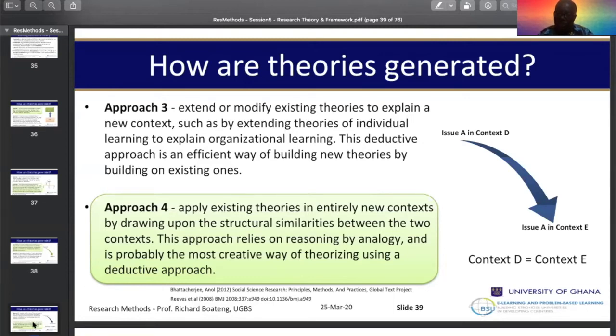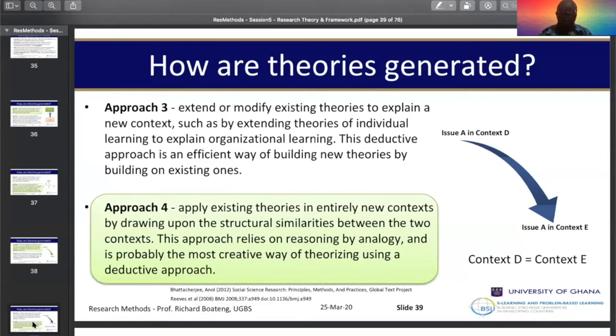Or does the theory change as we go into a similar context, even though the context is the same? What are the variables that are causing the theory to change? So you can modify and enhance the theory by applying the same theory in a different community or different context which shares similarities with the previous one.